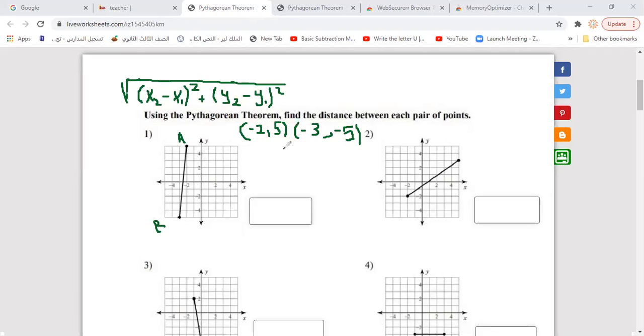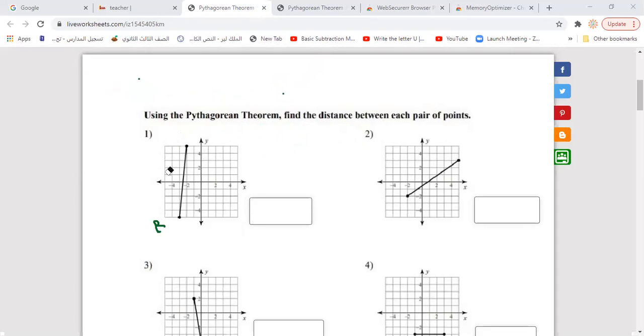But if we go back to the question and read it carefully, what did he say in the question, grade 8? Find the distance between each pair, using the Pythagorean theorem. So is it allowed for us to use the distance formula? No. So what do we have to do now?